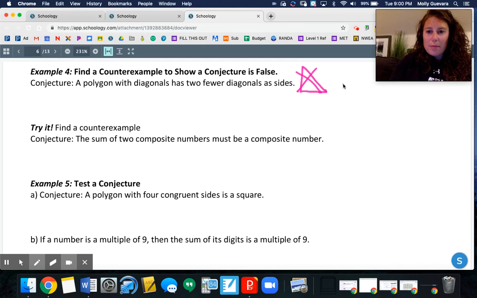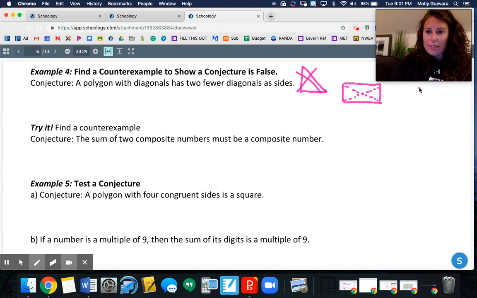Now I'm going to draw a rectangle. I went 3 sides, now I'm going 4 sides. So a rectangle has 4 sides. If this conjecture was true, it would have 2 diagonals. And so it has 2 diagonals, and that's going along with the conjecture. 4 sides, 2 diagonals. So that's not a counterexample.